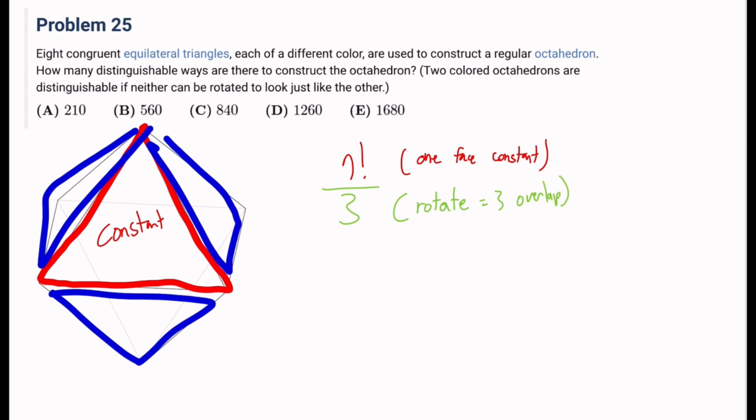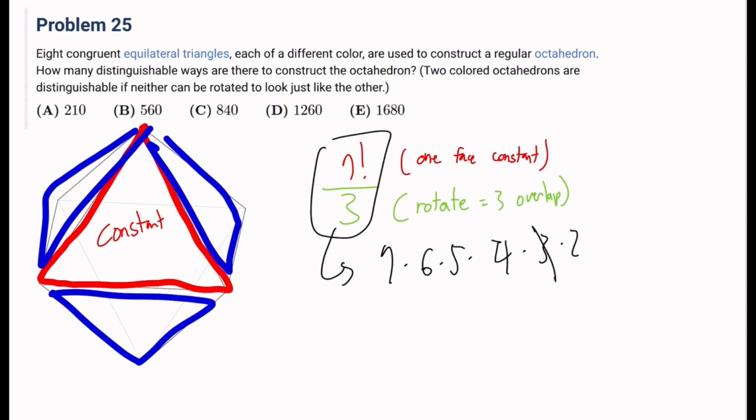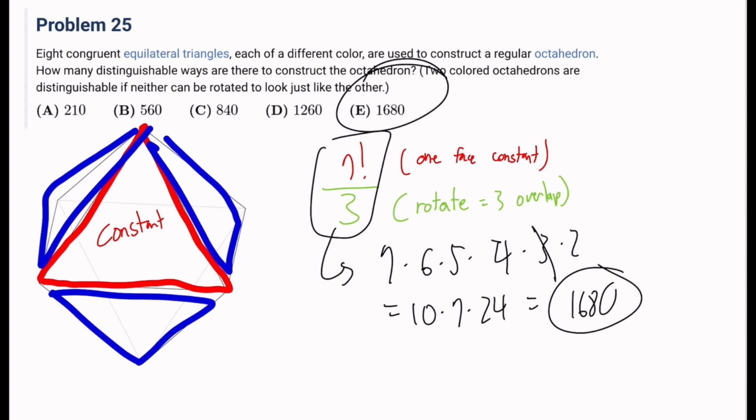And so if we calculate, this equals 7 times 6 times 5 times 4 times 3 times 2 divided by 3, so that cancels. This is 7 times 6 times 4, 5 times 4 times 2. This is 10 times 7 times 12, 24. So this is 1680. The answer is E. So that was it for the AMC 12 from the year 2000, and thank you for watching.